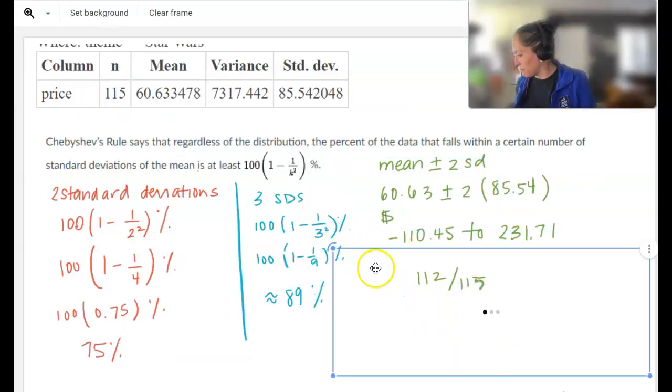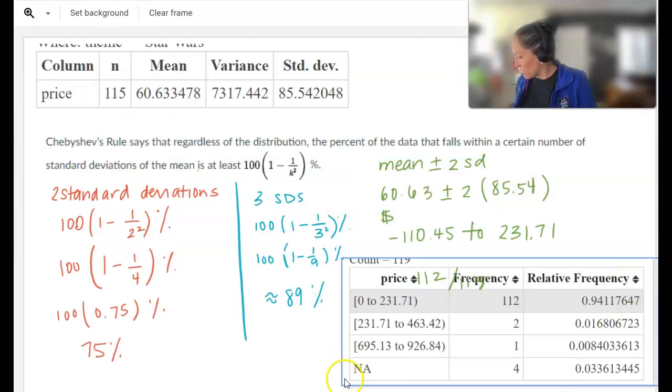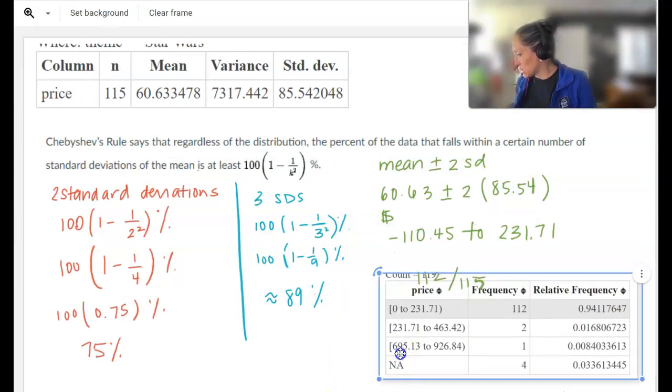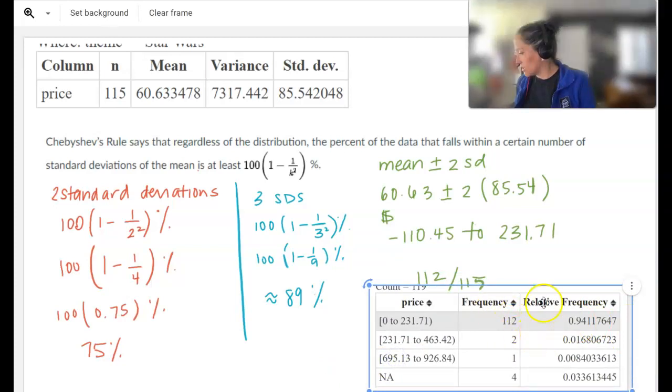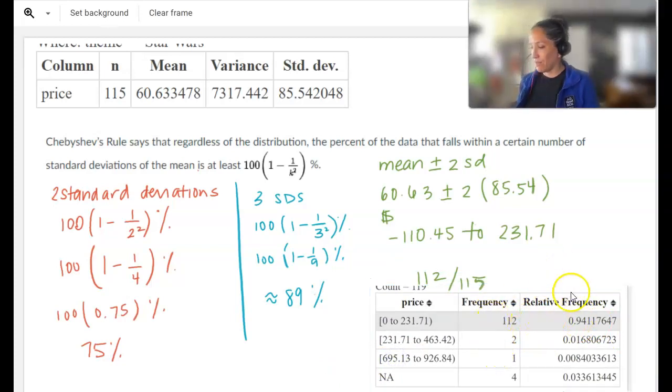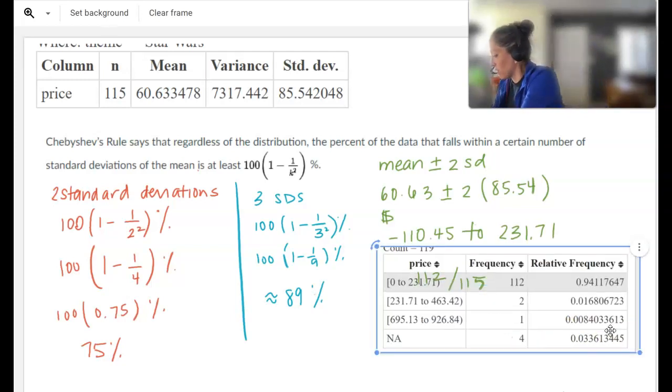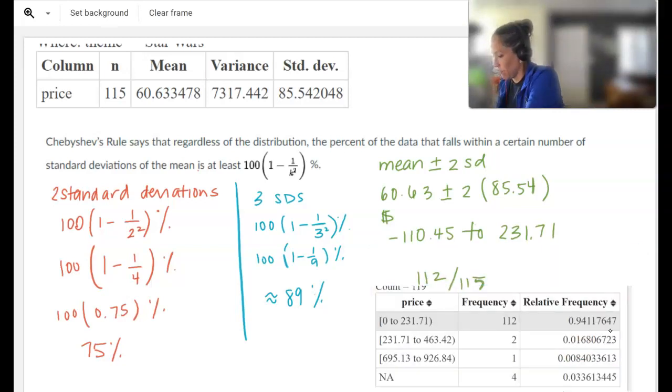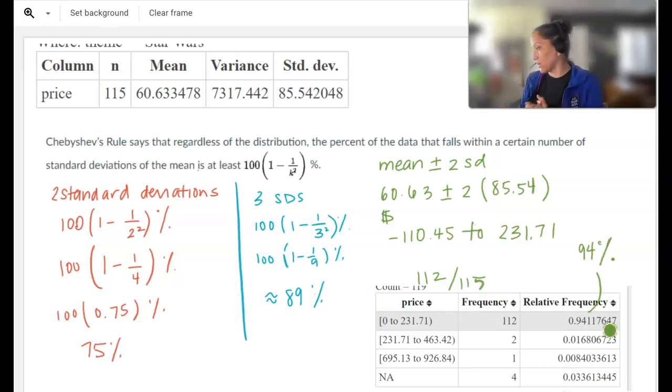So if I press compute, I get this lovely table, which shows me exactly what I saw when I grabbed the histogram bars: 112. And the nice thing is it even gives a relative frequency as one of the defaults. So 94% of my Lego Star Wars stuff ended up in that range, where we were guaranteed 75% by Chebyshev's rule. So that's Chebyshev's rule in action.